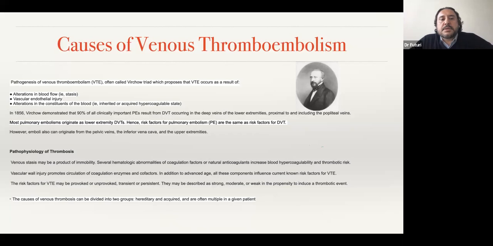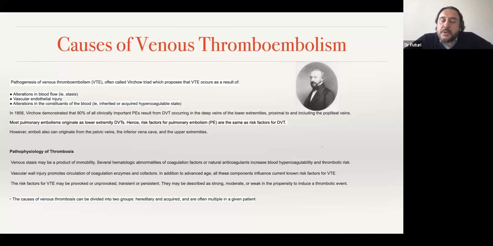And most pulmonary embolisms, including DVTs, have similar risk factors. When venous stasis does occur, venous stasis, again, being a product of immobility, this causes several abnormalities of coagulation factors or natural anticoagulants to increase blood hypercoagulability. The vascular wall injury promotes circulation of coagulation enzymes and cofactors. And when there is this stasis that happens, these essentially naturally decrease.